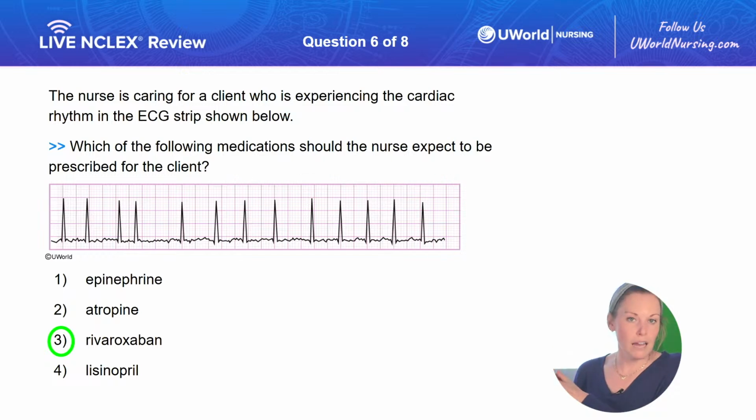So we want all clients that have AFib to be on an anticoagulant. We want to make that blood as liquid as possible to help prevent that thrombus formation. So again, we walked through these, but options 1, 2, and 4 aren't appropriate for AFib. We want to make sure we're preventing thrombus formation. That's why we do anticoagulants for these clients. Good job, you guys. Prevent that risk of stroke.